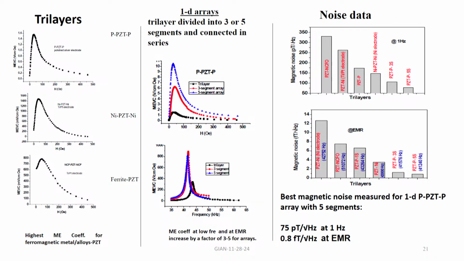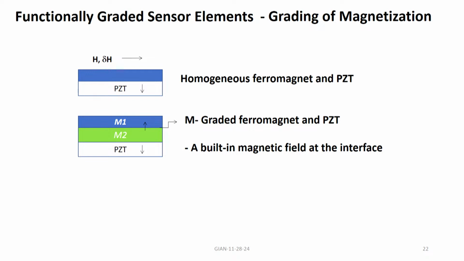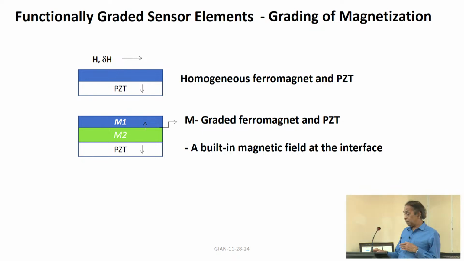Okay, look at this number. If it is not driven into resonance condition, the noise level is at 75 picotesla, but if it is driven into resonance, it is less than 1 femtotesla, and that is what we need for some of the applications. So, then there are other things that you can do by functionally grading the signal.